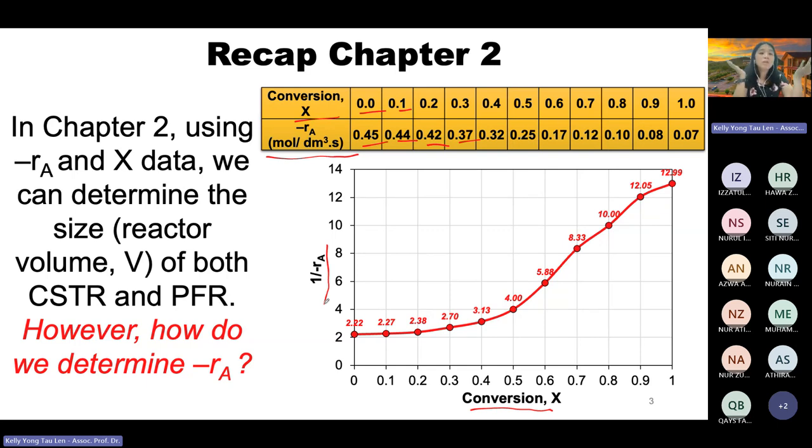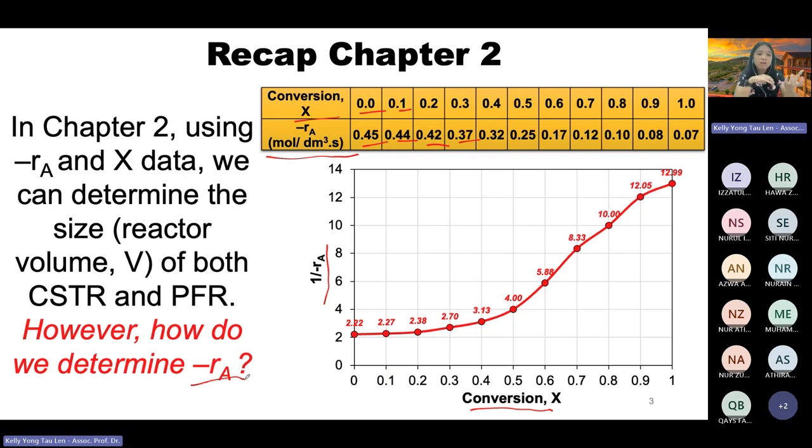But how do we calculate that? How do we find out that? This is what you're going to learn in chapter 3. We learn how to determine minus RA, the rate of disappearance of A. If you wonder what is A, in your reaction, you have a reactant. If there is one reactant, then that reactant is A.